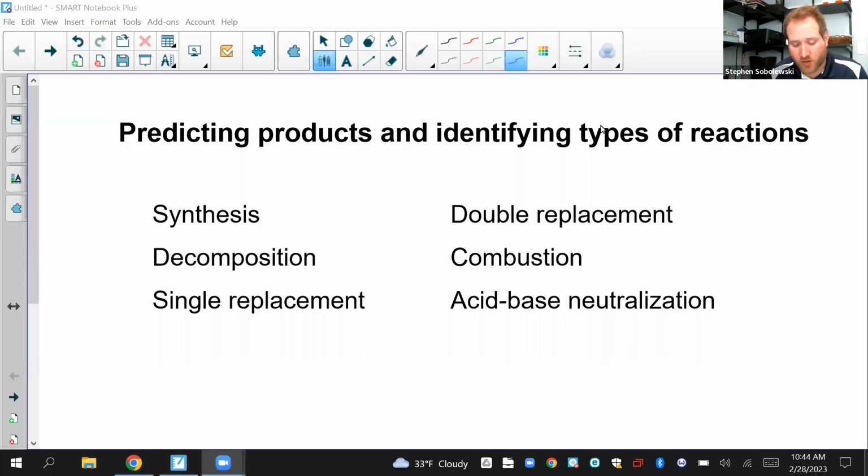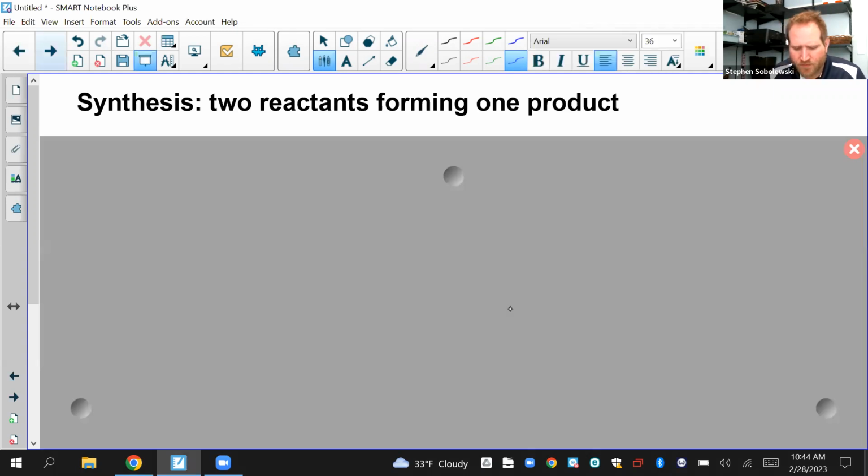Hi, everyone. In this video, we're going to go through predicting products and identifying types of reactions. These are the 6 reactions we're going to talk about: synthesis, decomposition, single replacement, double replacement, combustion, and acid-base neutralization. First reaction is synthesis, when we have 2 reactants forming one product.